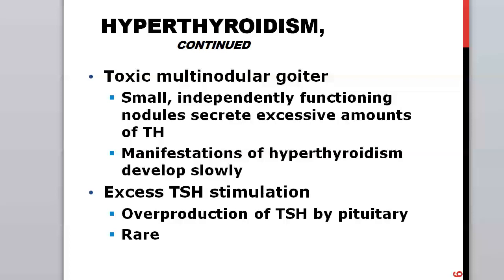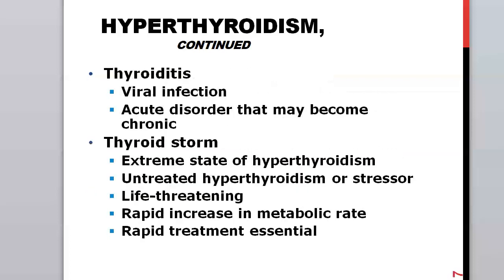And then the next one is thyroiditis. And this is an inflammation of the thyroid gland itself, usually caused by some type of viral infection of the thyroid gland. And when this occurs, you have the secretion of increased thyroid hormones. Usually it's an acute disorder, but can eventually become chronic, resulting in a hypothyroid state, as repeated infections will start to destroy the gland.